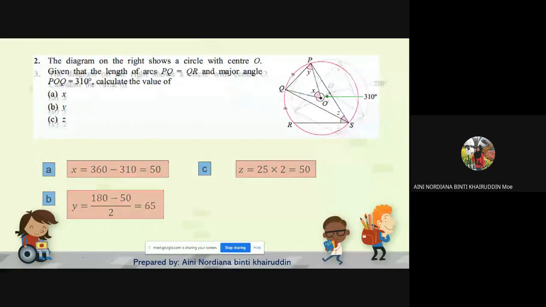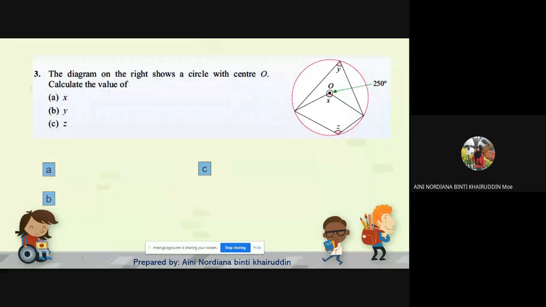Next, question number 3. Calculate the value of x, y, and z. So first you can calculate the value of x, which is 360 minus 250 equals to 110. Then y is the angle at circumference. So x is double y. So y equals to 110 divided by 2.